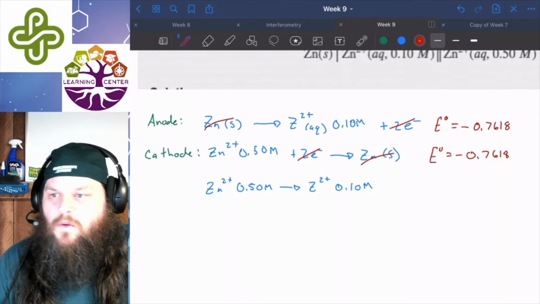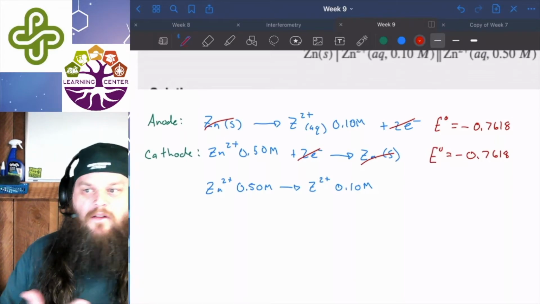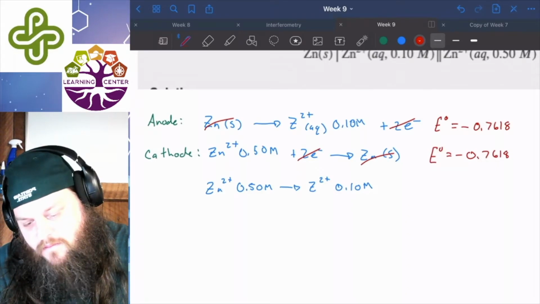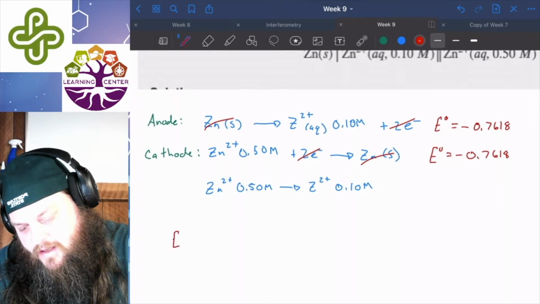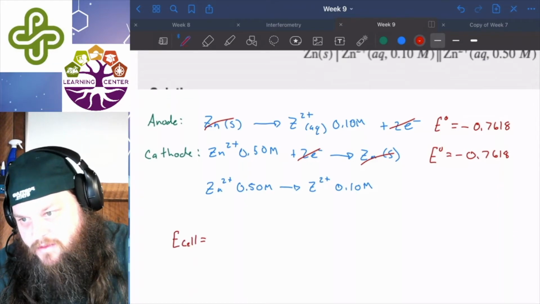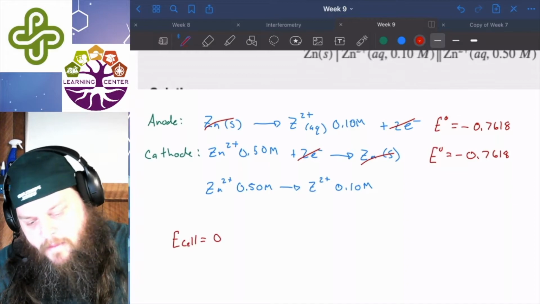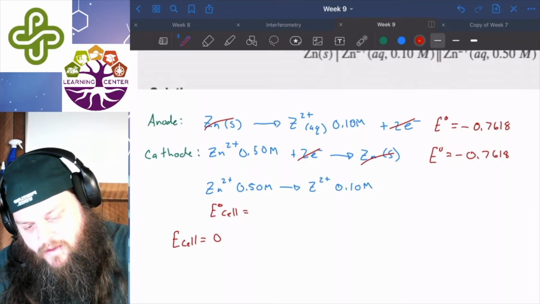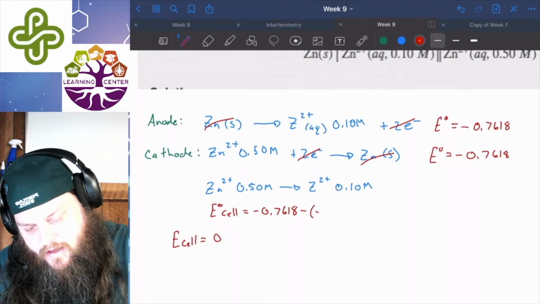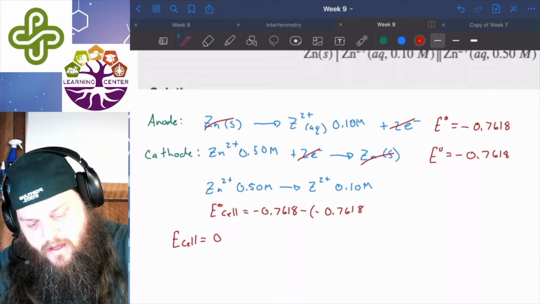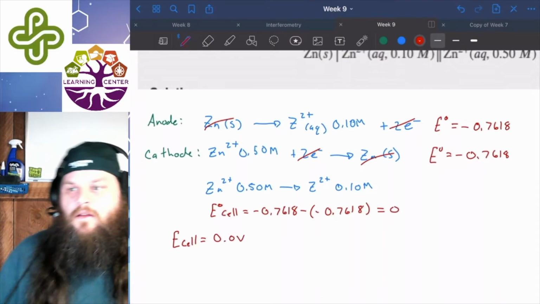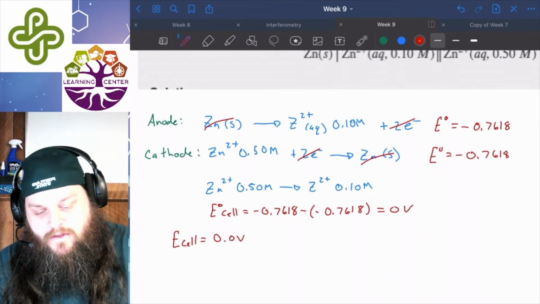So in this case, we don't want to be using just our standard energy of the cell. We need to substitute in that Nernst equation. So doing that, we can see that the cell is going to be equal. In this case, our normal cell value here is going to be negative 0.7618 minus a negative 0.7618, which is equal to 0. So this is going to be what we plug into our Nernst equation.